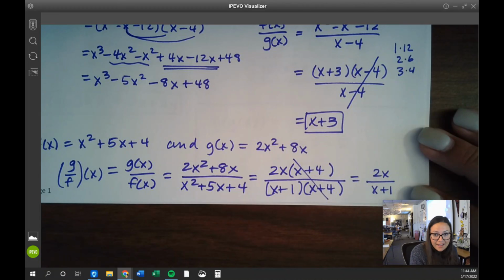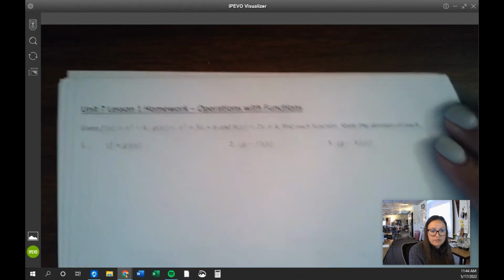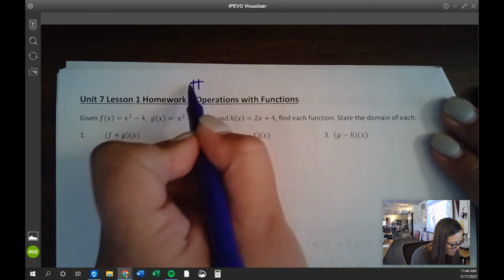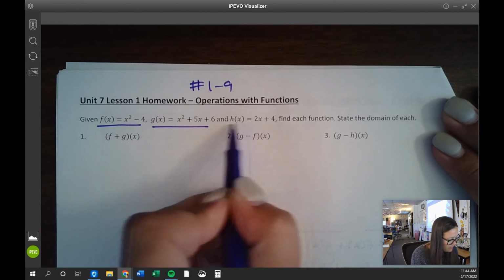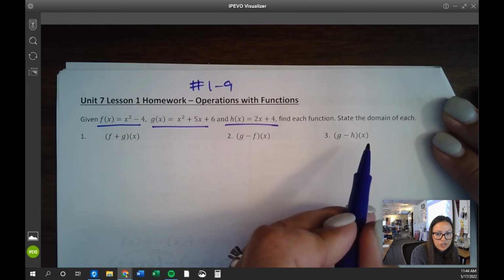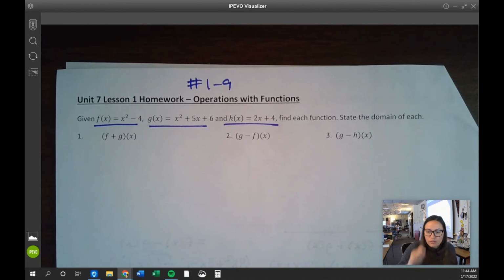That is it for Lesson 1. Your homework is to do the Unit 7 Lesson 1 homework, all of them, numbers 1 through 9. Just notice that we have 3 functions here, f of x, g of x, and h of x, and make sure you're paying attention to what functions are being used where. That is it for this lesson, and we'll see you for the next one.